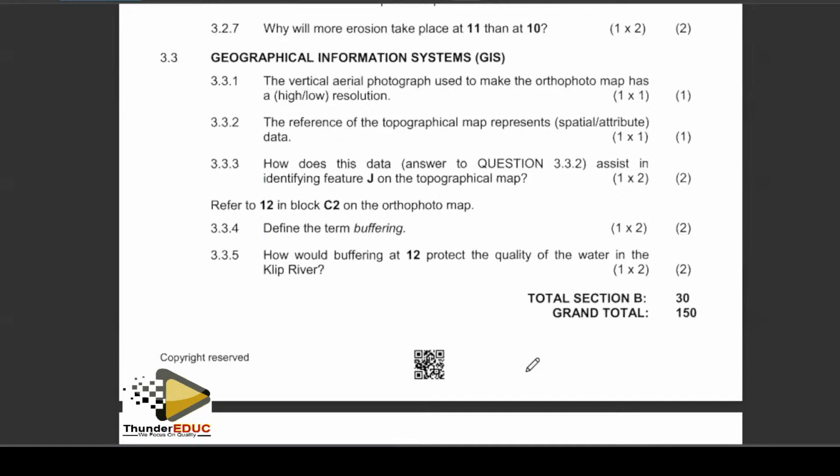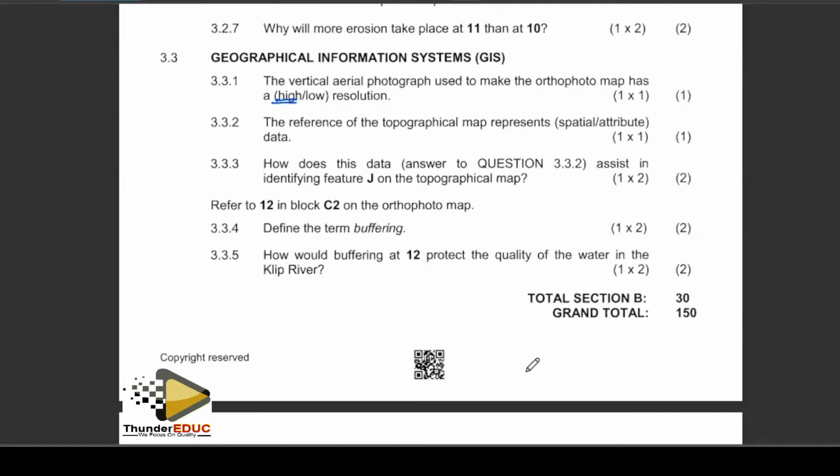Yes. Is it a high or low resolution? That is a high resolution. Why are we saying it's high resolution? The features are clear. You can actually see the houses. You can see the river. You can see the roads. You can see everything there. It's almost clear. So it means it's a high resolution. There were many pixels, and pixels were smaller used to make that image.